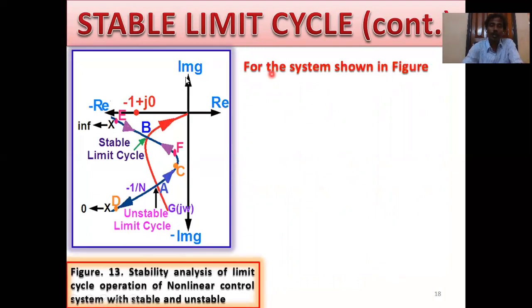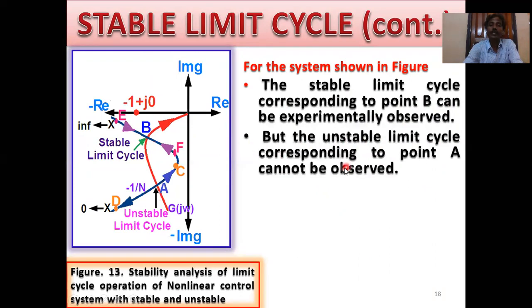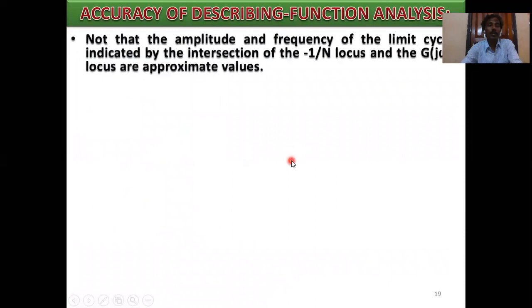For the system shown in the figure, the stable limit cycle corresponding to point B can be experimentally observed. But the unstable limit cycle corresponding to point A cannot be observed. This is the important point. So a stable limit cycle can be experimentally observed, but an unstable limit cycle cannot be observed.